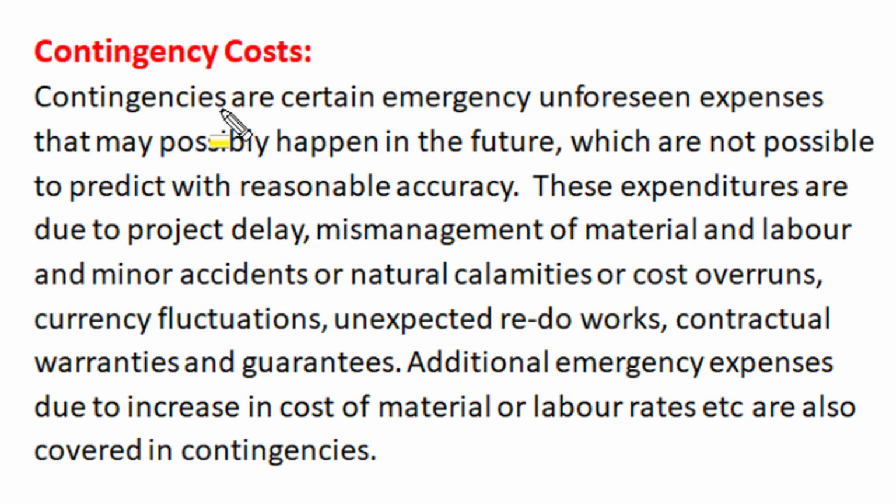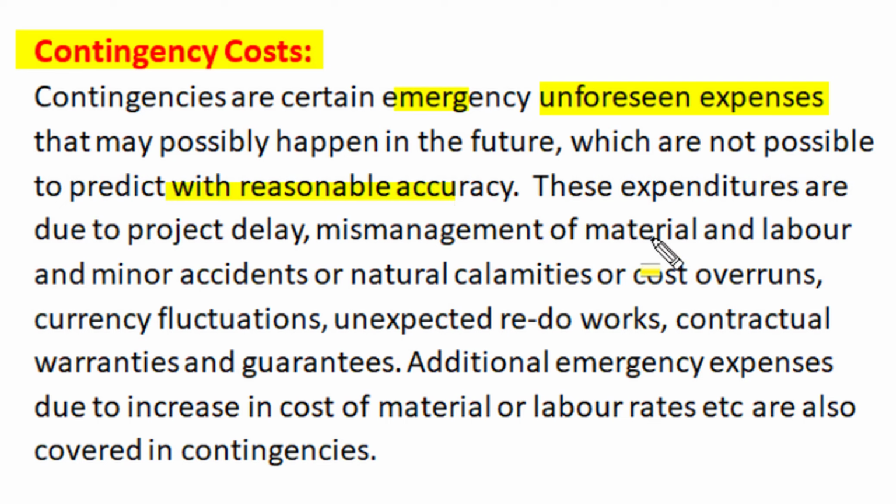Apart from direct cost and indirect cost, we have some contingency cost on a project. These contingencies are certain emergency or unforeseen expenses that may possibly happen in the future, but are not possible to predict with reasonable accuracy beforehand.